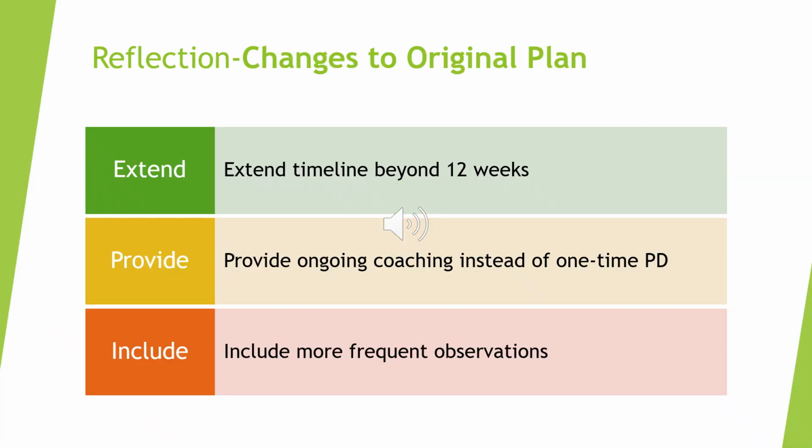After looking at the action plan, some changes that might need to be made to the original plan is we possibly need to extend the timeline beyond 12 weeks. Giving a 6 to 8 week window may not be enough time to see growth within these students. Some may grow faster than others, or some may be slower, and so we may need to give them a little bit more time. We may also need to provide ongoing coaching instead of a one-time professional development session.